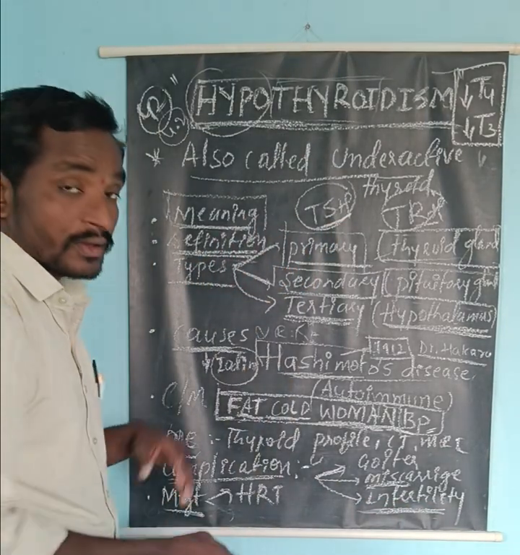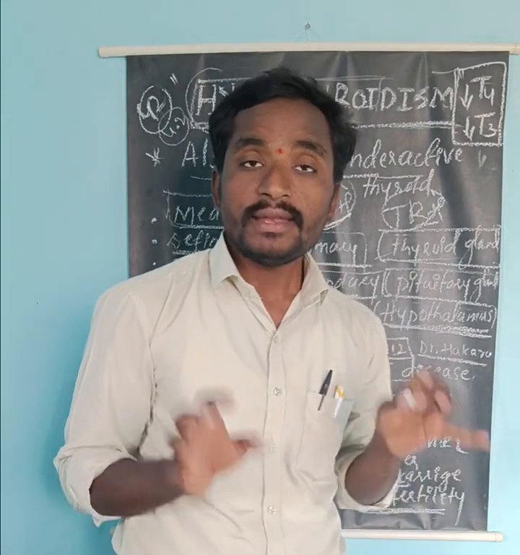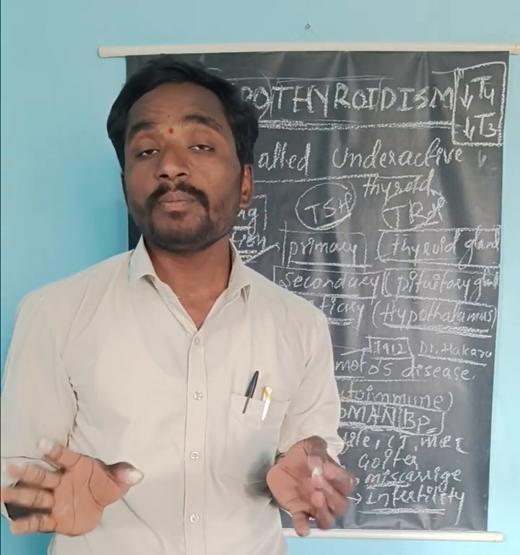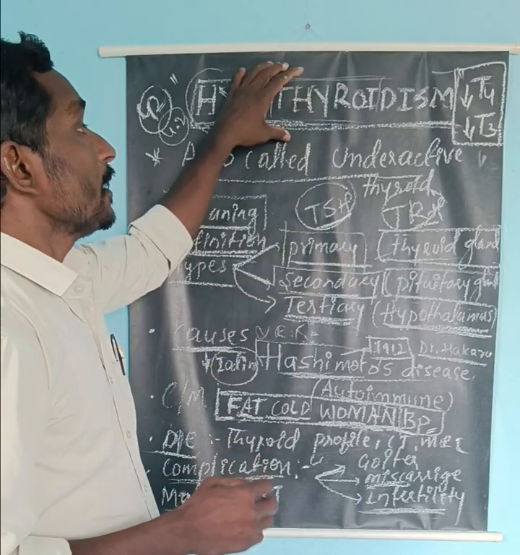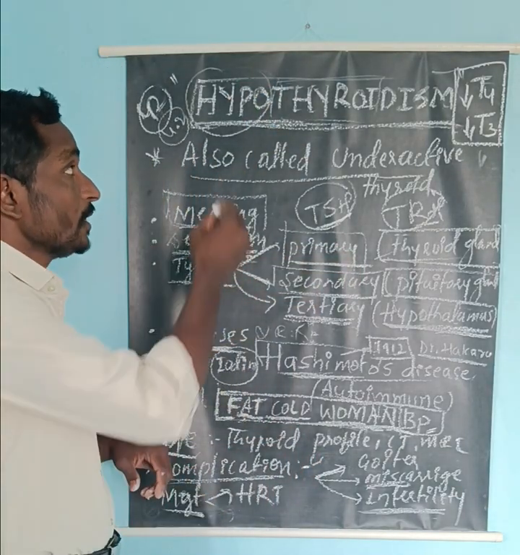Now let us see the incidence of hypothyroidism in India. Every year in India, 42 million people suffer from hypothyroidism. It means 4.2 crore people are suffering from hypothyroidism.